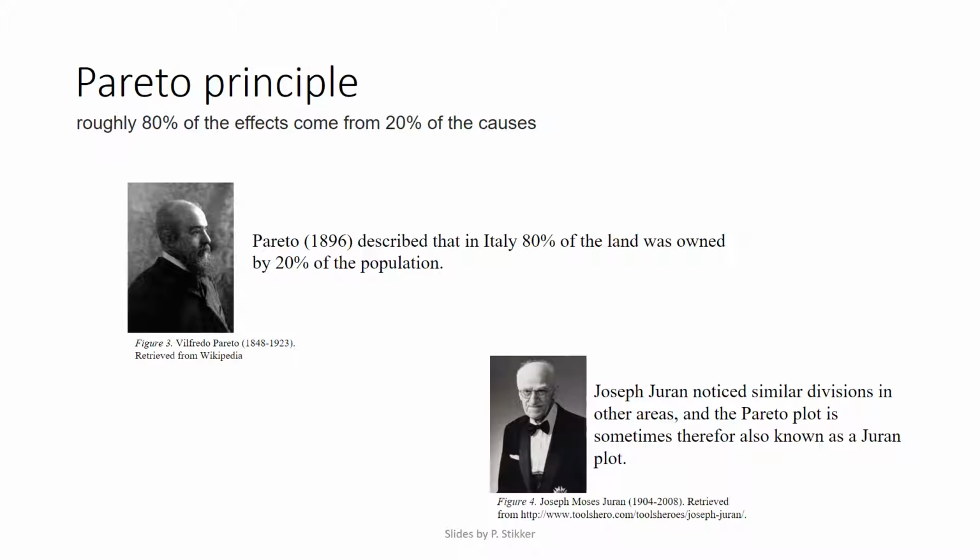And Joseph Juran noticed similar divisions in other areas, and it's therefore sometimes known as a Juran plot, although I've only come across one source actually mentioning that so far, so it's very rare to be called a Juran plot instead of a Pareto plot.